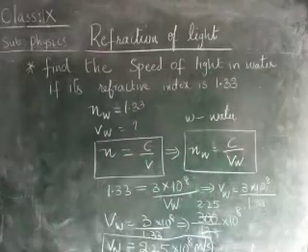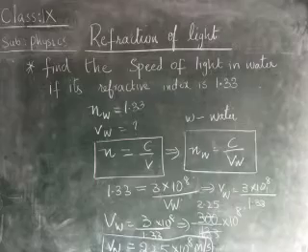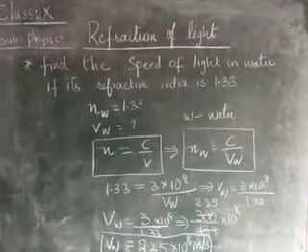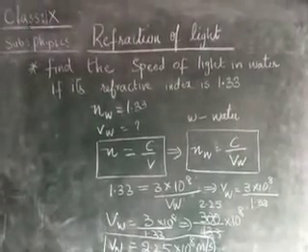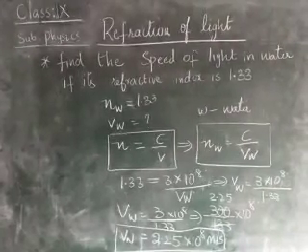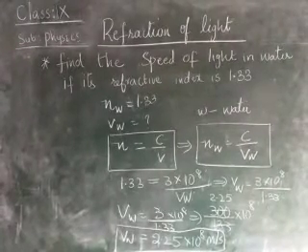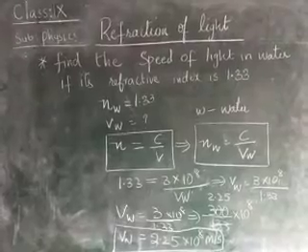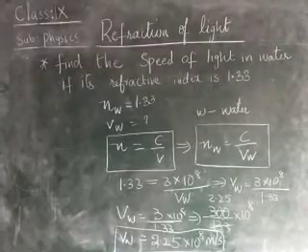Therefore, whenever we know the refractive index, we can find the speed of light, children. And if we know the speed of light, we can find the refractive index. These are some few problems related to the refractive index, children.